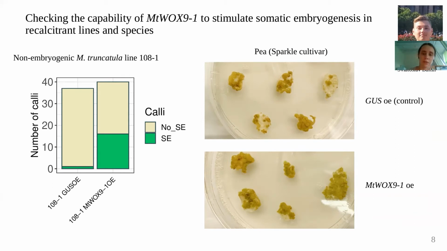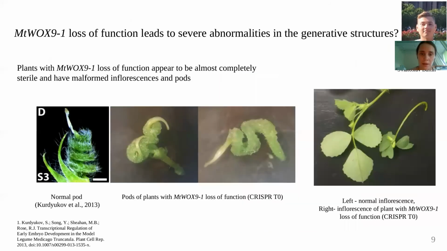Now we try to apply these results to other species, for example Pisum sativum. We are now in progress, and we transformed the same constructions into the Sparkle cultivar of pea, and we already see some differences between control and sample too. This is the work of Sviatoslav Baltin, my student.